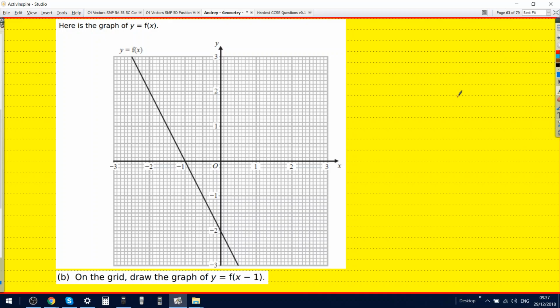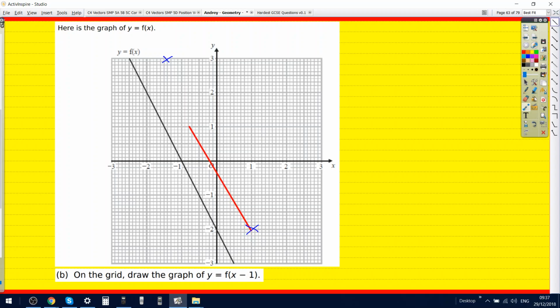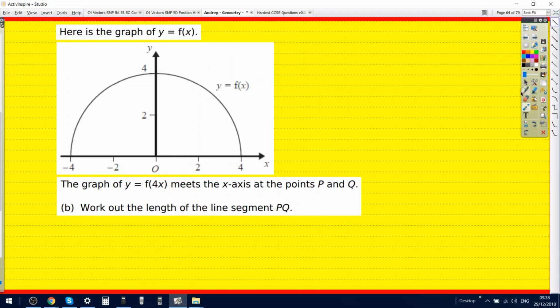What's going to happen here? Do you just add 1 to the x coordinates? Yeah, and because it's a straight line this time you only need 2 points. I'll take something near the start, that looks like a half, and something near the end. There you go. That one there. And it should be parallel. Looks parallel.